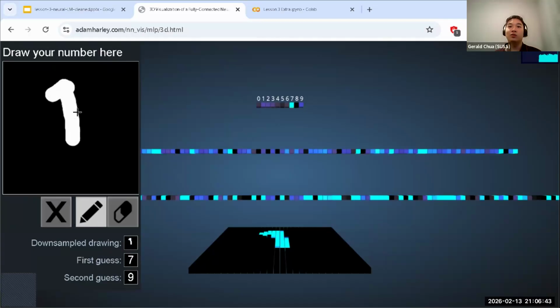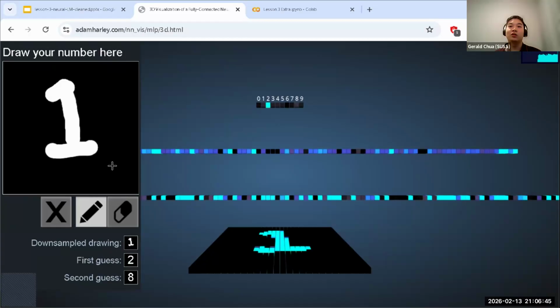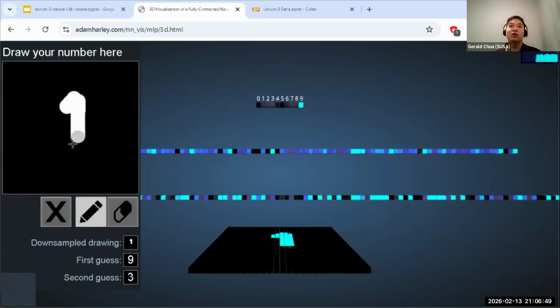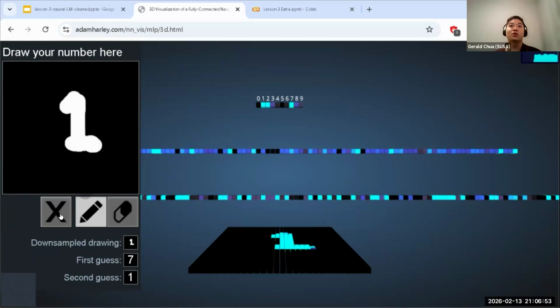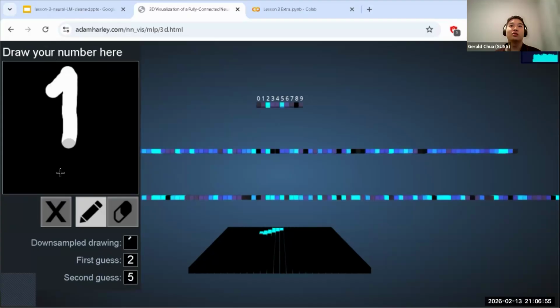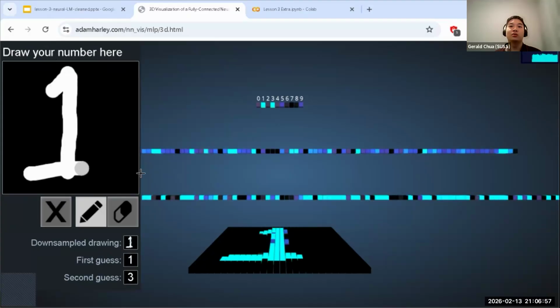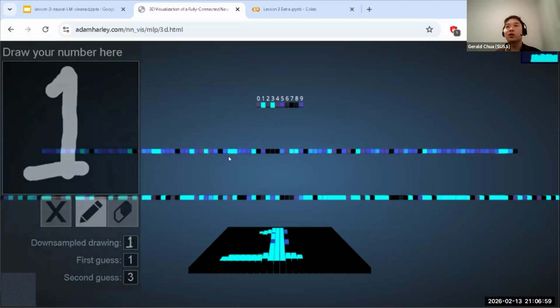It may predict... Oh, so it looks like 7. I draw this. It looks like no, looks like a 2 also. Wow. Okay. So if I draw this, oh, okay. Looks like the prediction is not very good. This model 1. Okay, so size also matters as well.